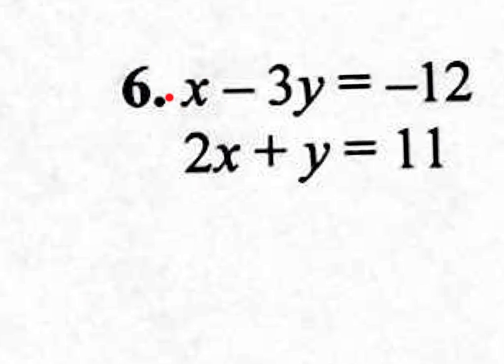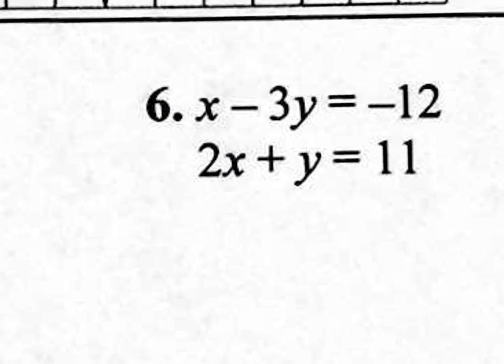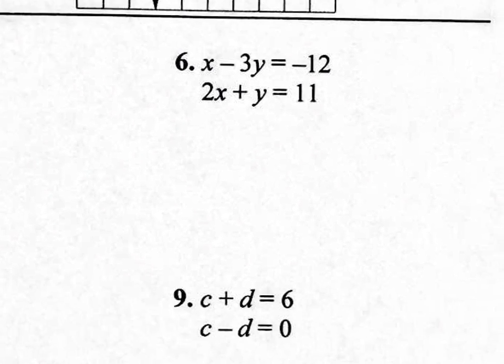To get this to be a negative 2x, that'll cancel with the positive 2x. Now let's say somebody else decides to cancel out y's. What would he have to multiply the bottom one by? Positive 3, right? So still, it's only a one equation modification.